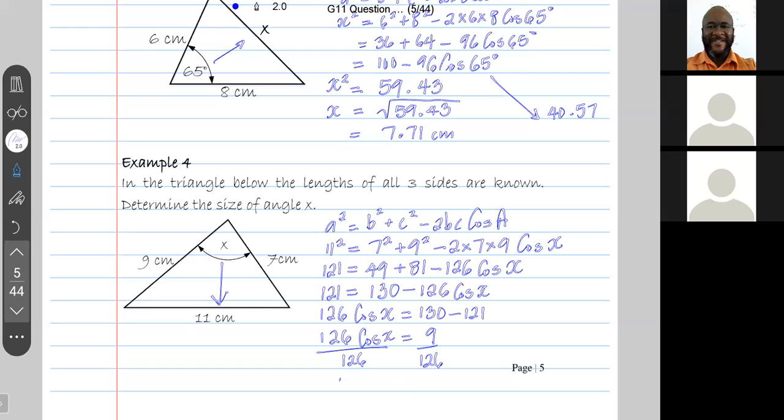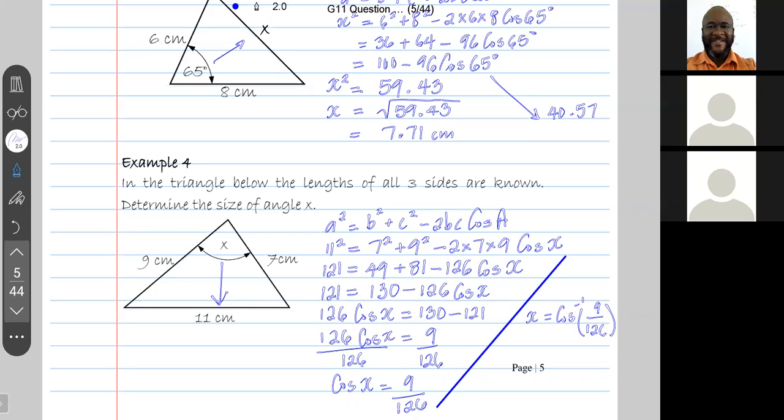So what I have is that the cosine of x is equal to 9 over 126. Ladies, gentlemen, if I know the cosine of an angle and I wish to find the angle, I must use cosine inverse. Therefore, x would be equal to cosine inverse 9 over 126. When you put this in the calculator, you must include brackets.